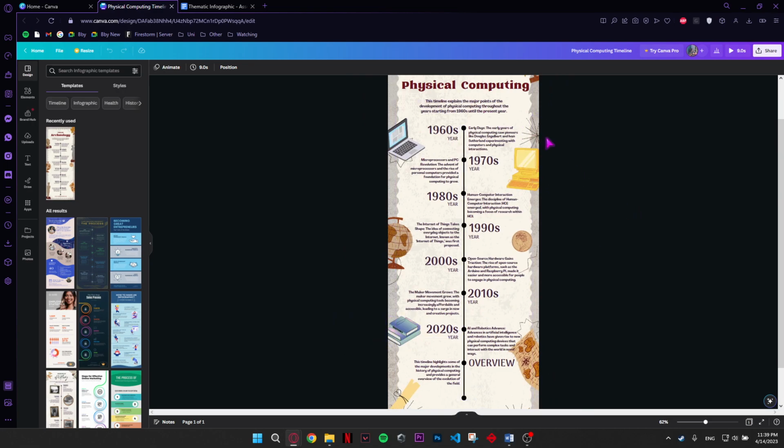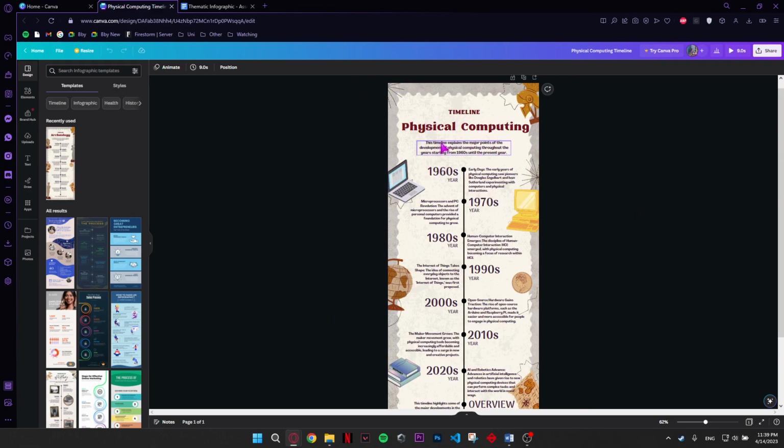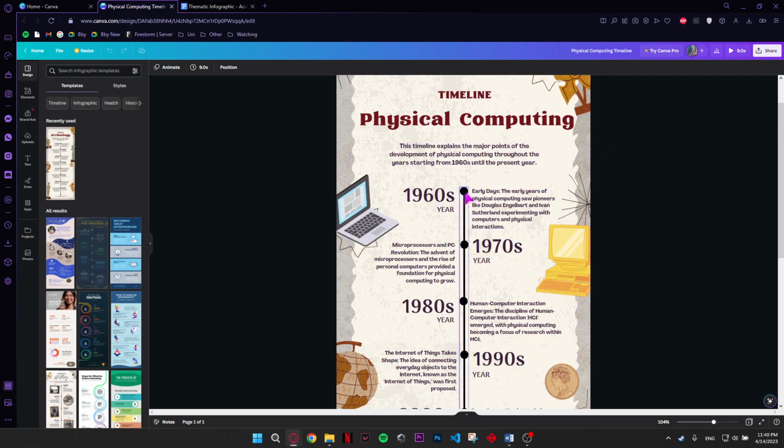So we're talking about a timeline here about physical computing. This timeline explains the major points of the development of physical computing throughout the years, starting from the 1960s, which is the year when physical computing started to develop. So in the 1960s, there's a point here.